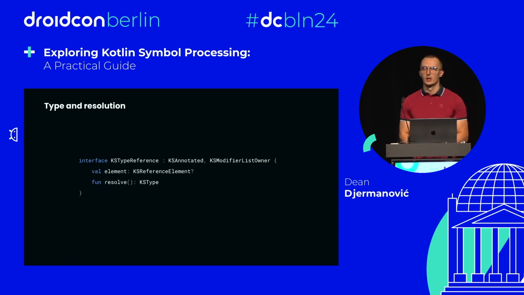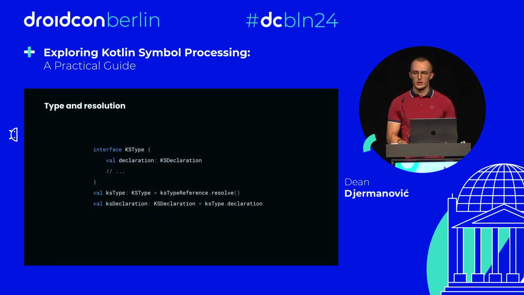In KSP, references to types are designed to be resolved explicitly by processors, because type resolution is one of the most expensive operations in the Kotlin compiler. For this reason, there's this KSTypeReference concept that basically acts as a pointer to a type within Kotlin's type system. So whenever you reference a type in KSP, it's always going to be a KSTypeReference. And much of the information is actually available without resolution. For example, type arguments can be obtained from the KSReferenceElement.